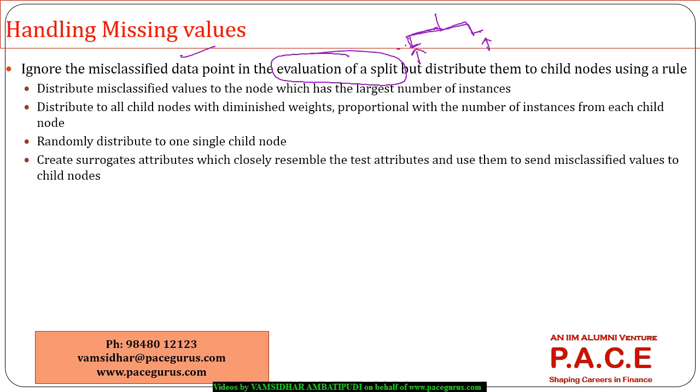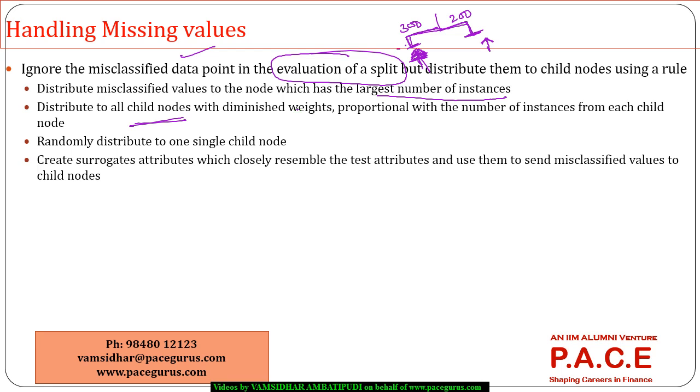It would not be used to build the rule, but once the rule is built and the child nodes are identified, the missing valued records are sent either here or here, again based on various aspects. Depending on the largest number of instances, if this group has 300 and this group has 200, all the missing valued records will be pushed to this particular group. So that could be one process.